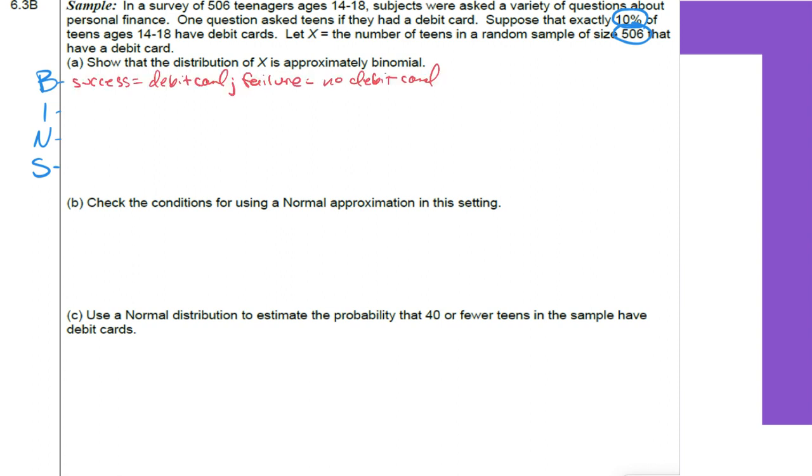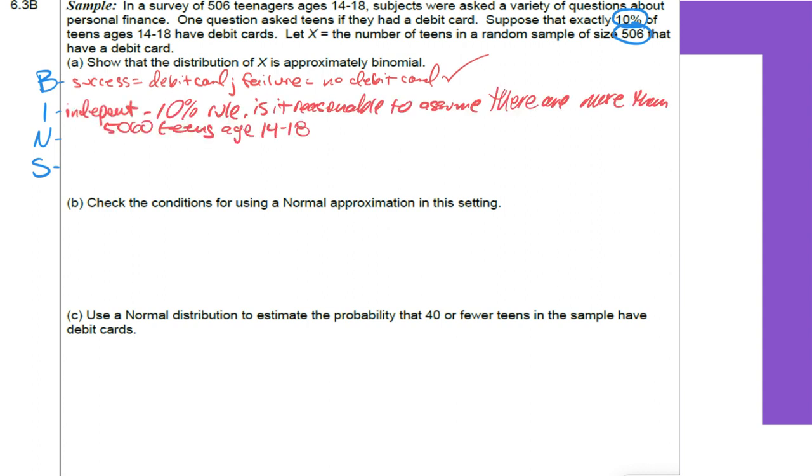We have two scenarios. They either have a debit card, success, or they don't have one, failure. So the binary part is fine. They're binomial. So, independent, the 10% rule. N times 10 is going to be greater than the total population.